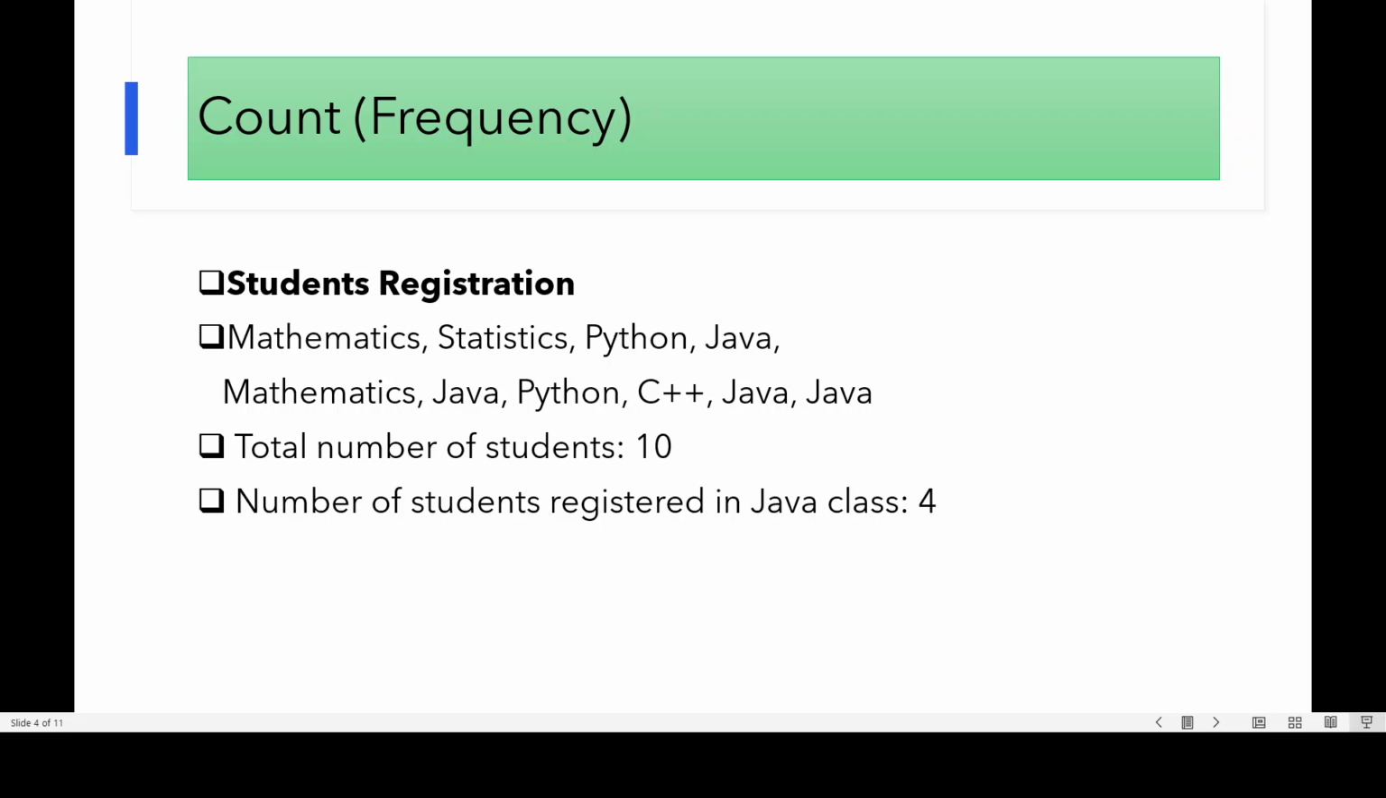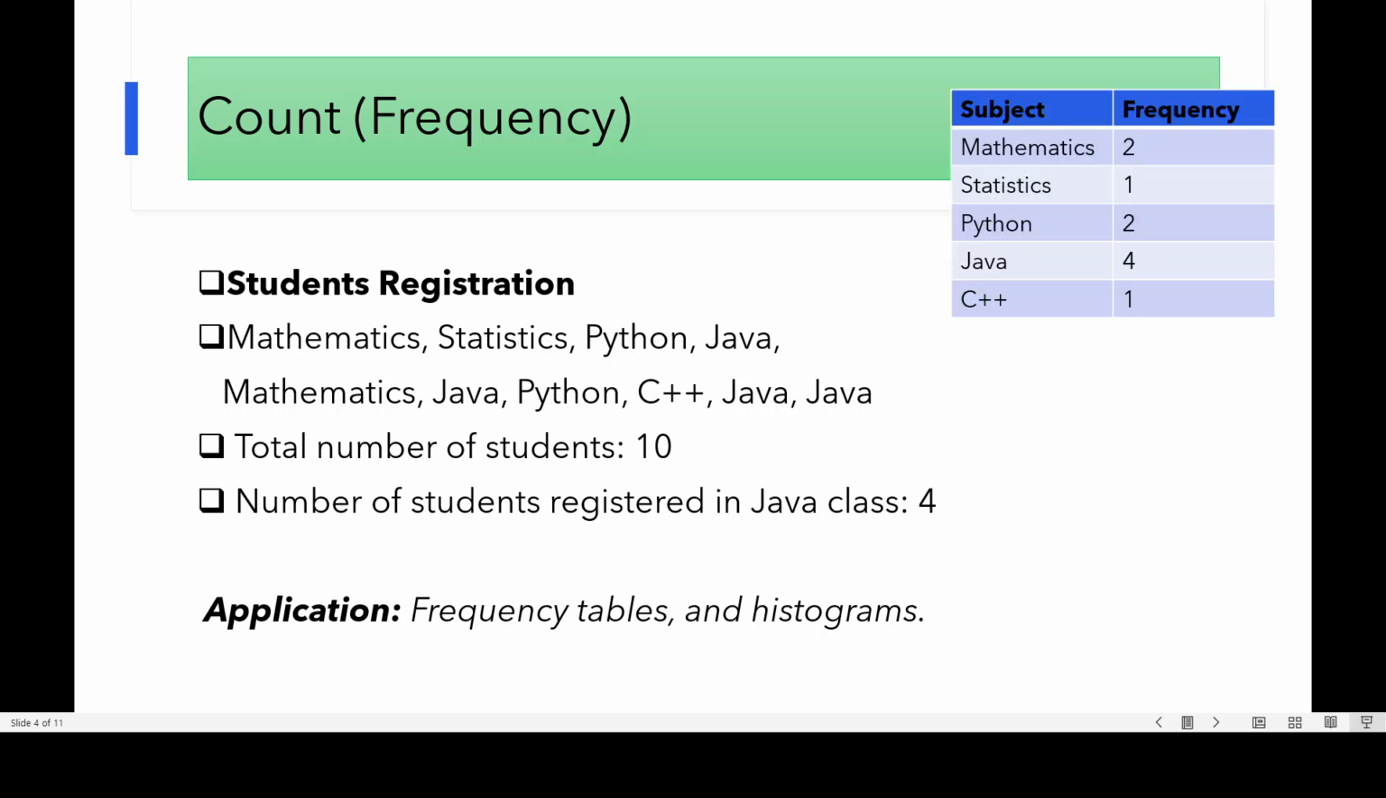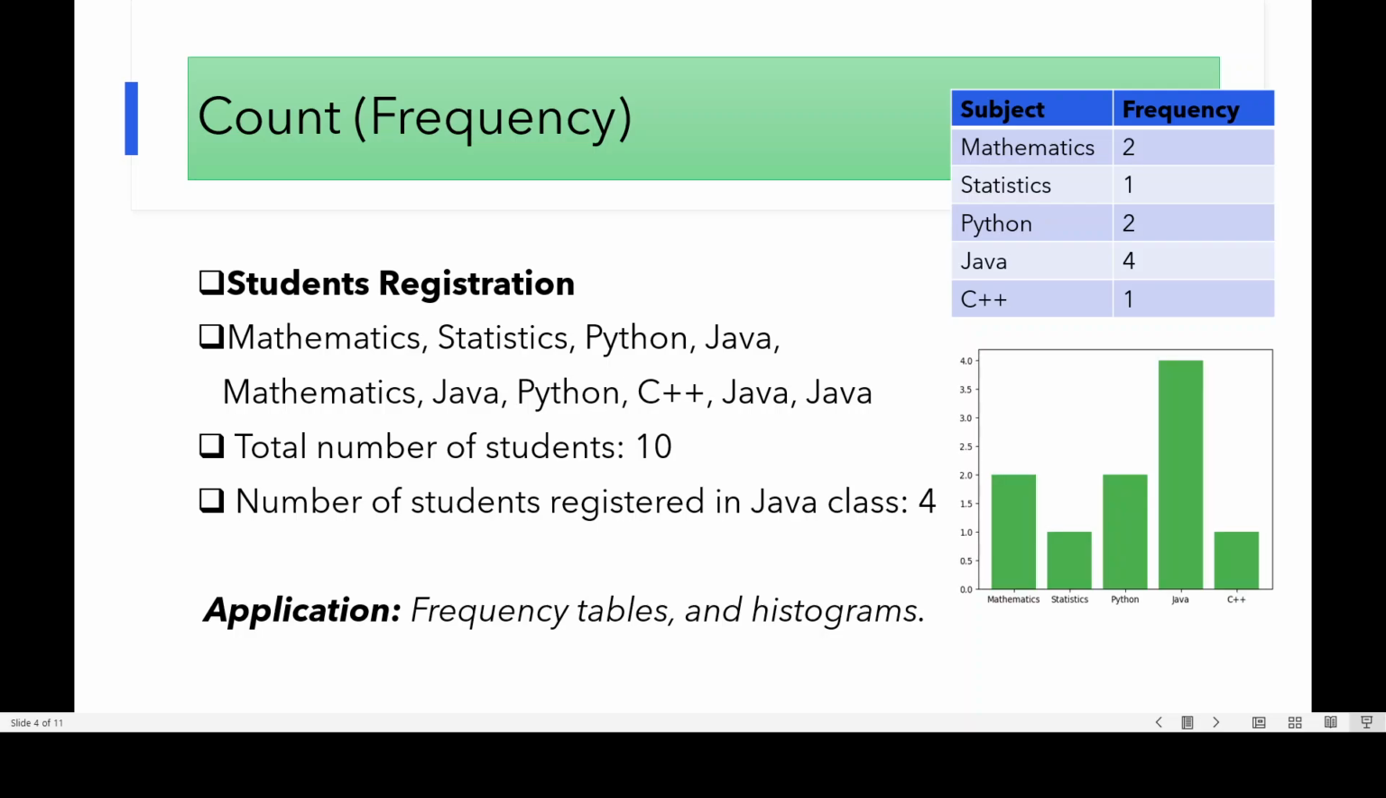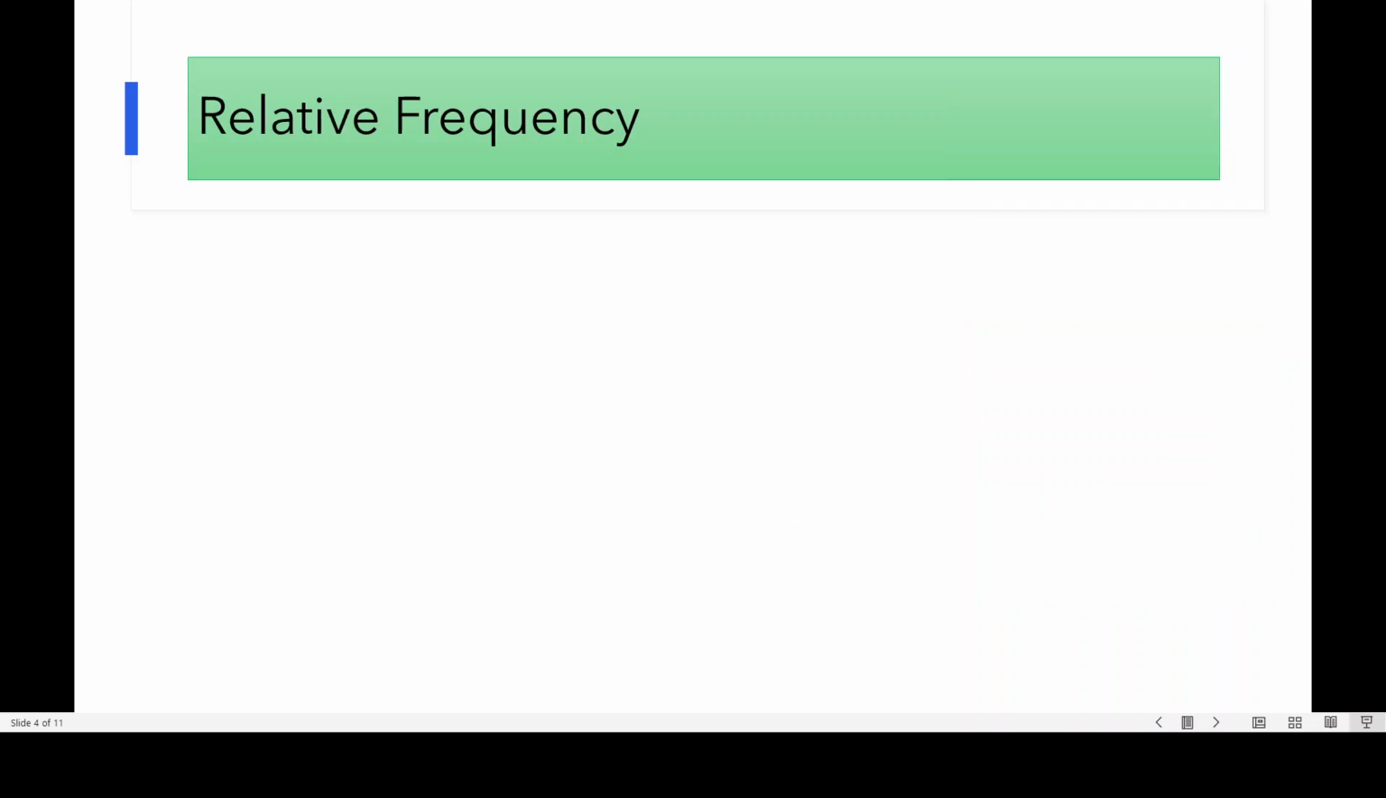For example, here are 10 students registered in different subjects. There are four students registered in Java. So we can present this data in a frequency table, histogram, or bar diagram. Here in the table, mathematics has frequency 2. It means that there are two students registered in mathematics. In statistics, there is one student. These concepts can be presented using the bar diagram. So this is the summarization of the data, presenting it in a compact, meaningful way.